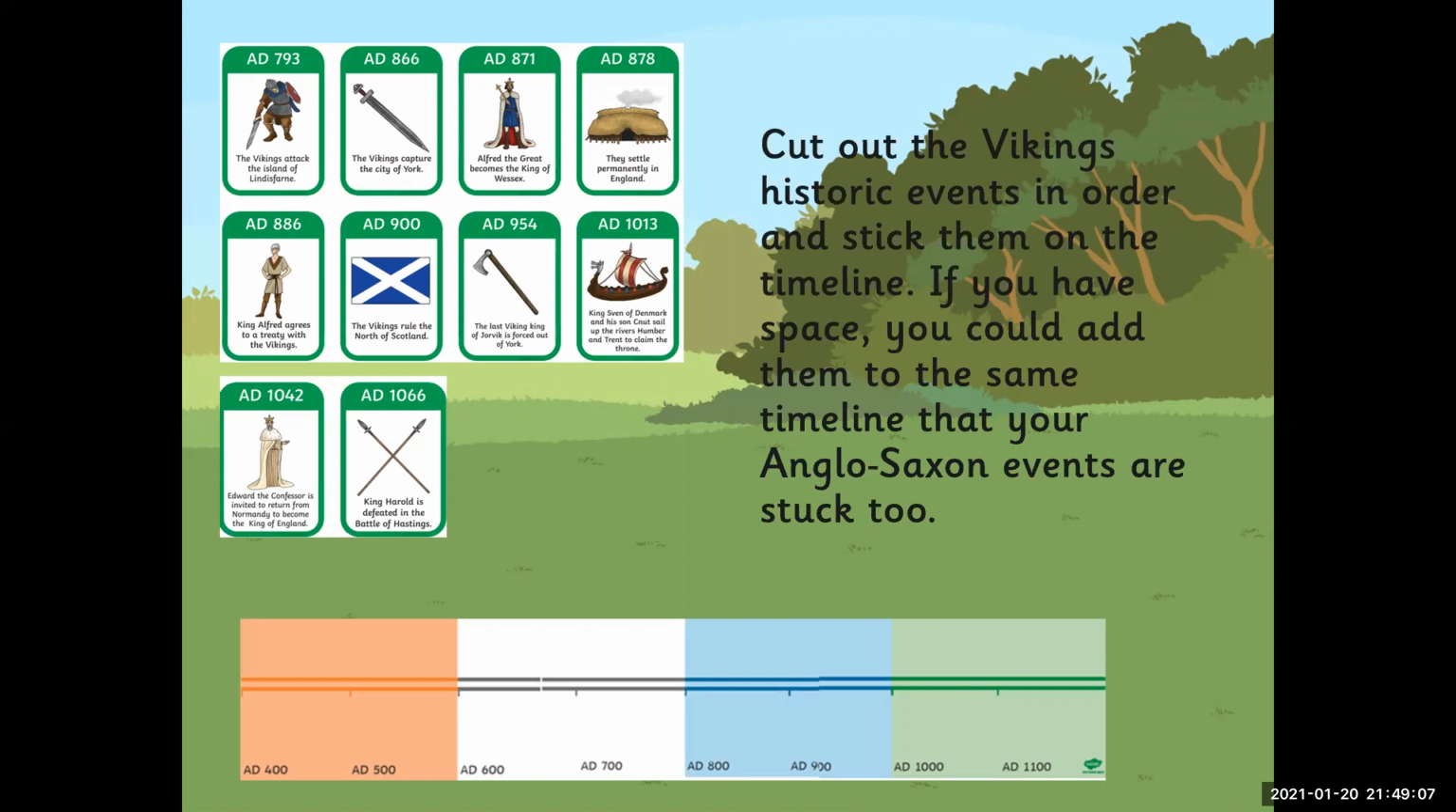Now, you might find if you compare your timeline to your Anglo-Saxon one, that actually all the dates overlap quite a lot. So if you do have space on your other Anglo-Saxon timeline, you can add these Viking dates to that one. But I know you probably don't have space. So feel free to make your new Viking timeline, and don't forget to use a ruler if you cut out and stick the events on, or you can write on the events, but please use a ruler.